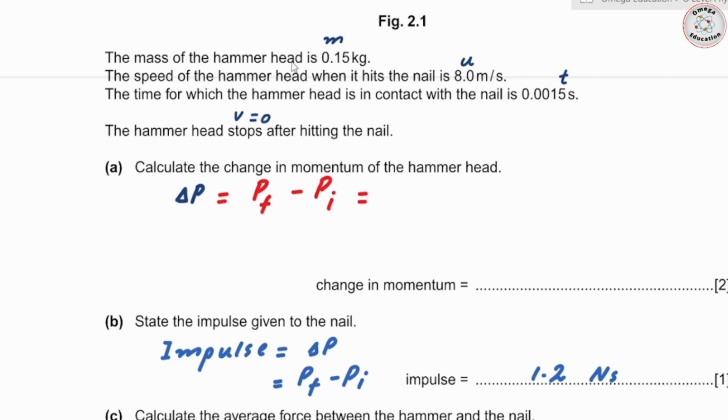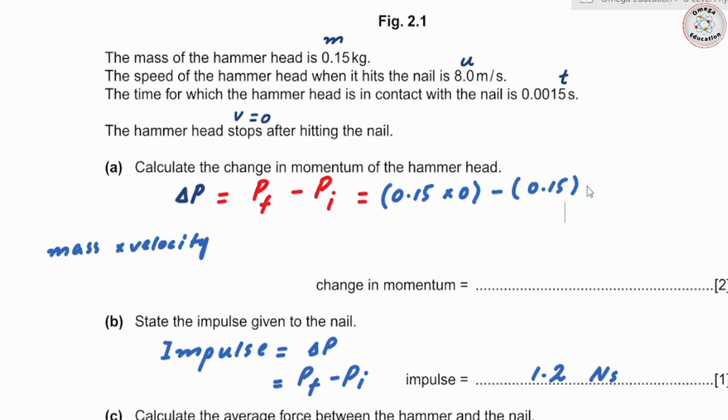Well, the formula of momentum is mass times velocity. If you need to find final momentum, multiply mass by the final velocity. If you need to find initial momentum, multiply the mass by the initial velocity. So the mass is 0.15 times the final velocity, which was 0. This is your final momentum, minus mass 0.15 times the initial velocity, which was 8. Then you hit it on the calculator: minus 1.2. The change in momentum, in kilogram meter per second.